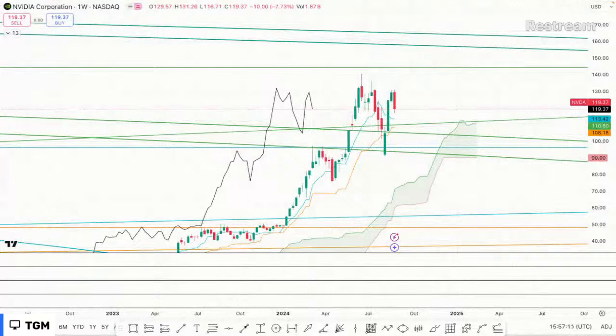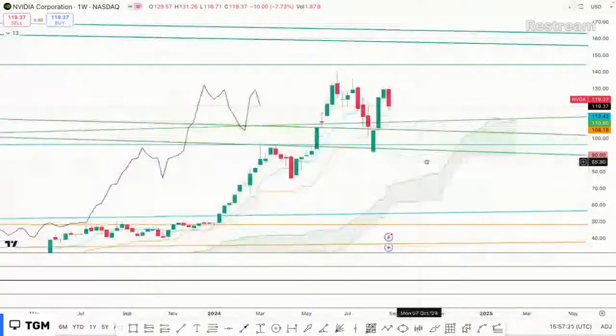And one thing I would like to add is that last year NVIDIA was moving sideways for 3 months, from the end of August to mid-November. So probably this year we are going to see a similar trend. But that's pretty much it.